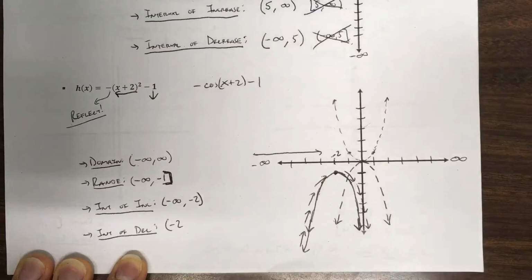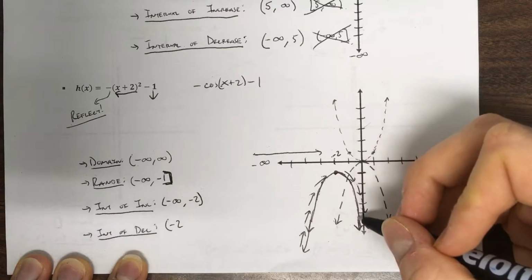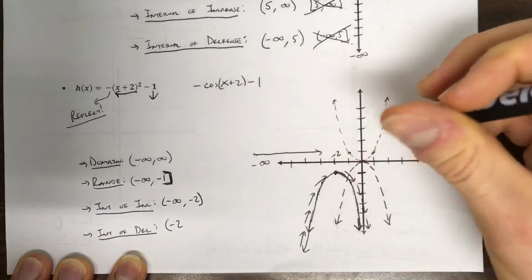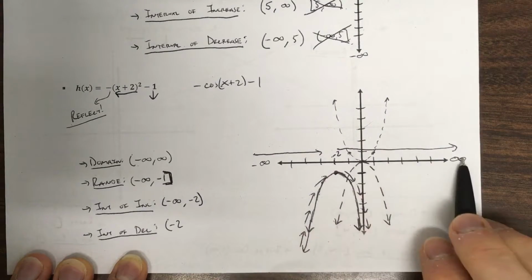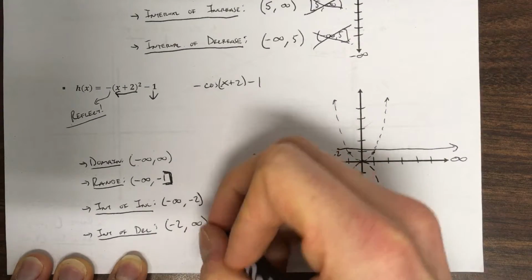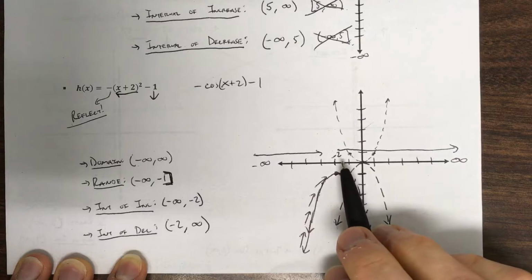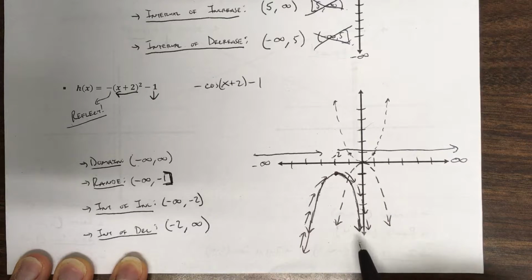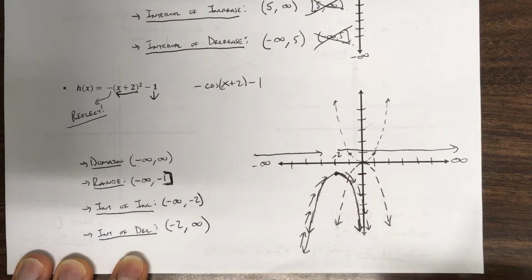So from -2, but be careful here. Our function would go to negative infinity, but the x values go to infinity. From negative 2 on to infinity, my function will continue going downhill. So that is why our interval of decrease would be negative 2 to infinity and not negative infinity. Be careful. That's one of the most common mistakes I'm seeing.